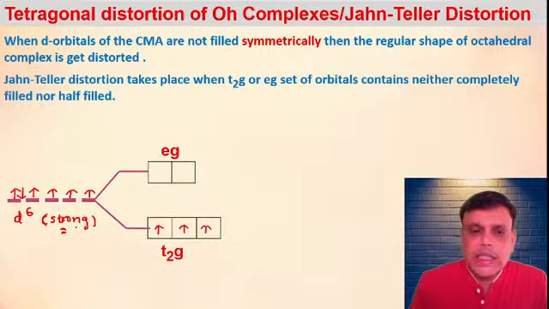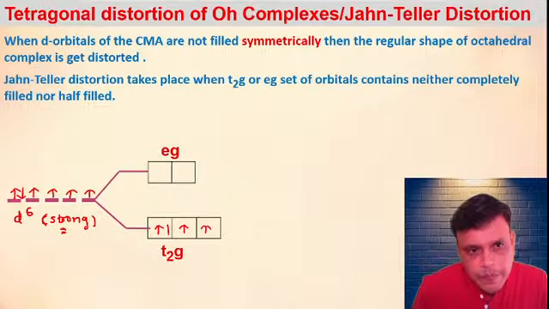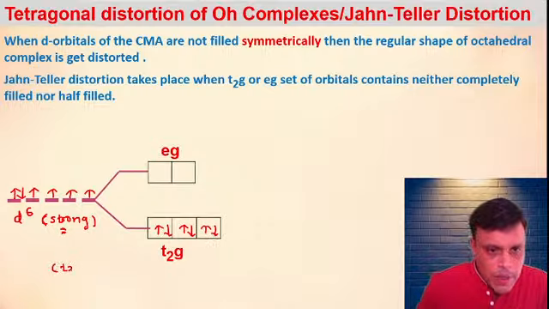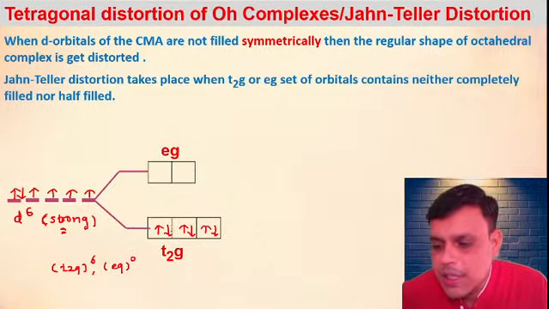Komal is saying eg. No, not eg. Why eg? It goes into eg when the field is weak, so it will go into T2g. So the fourth electron will go into T2g. Then the fifth electron will also go into T2g. The sixth electron also will go into T2g. So its electronic configuration will become T2g6 and eg0.